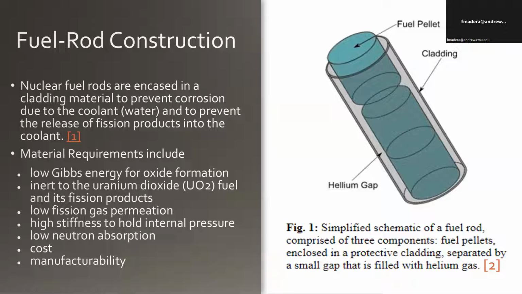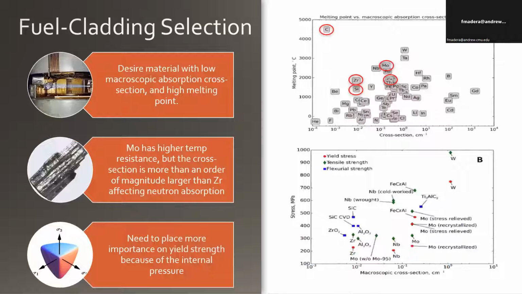Some of the requirements for this material is that it has a low Gibbs energy for oxide formation, high stiffness, and they're resistant to the fission products. Currently, zirconium alloys and some stainless steels are being used, and these meet the requirements under normal conditions, but there is no option for a material that meets the requirements under nuclear accident conditions. So how do we go about the selection for this material?